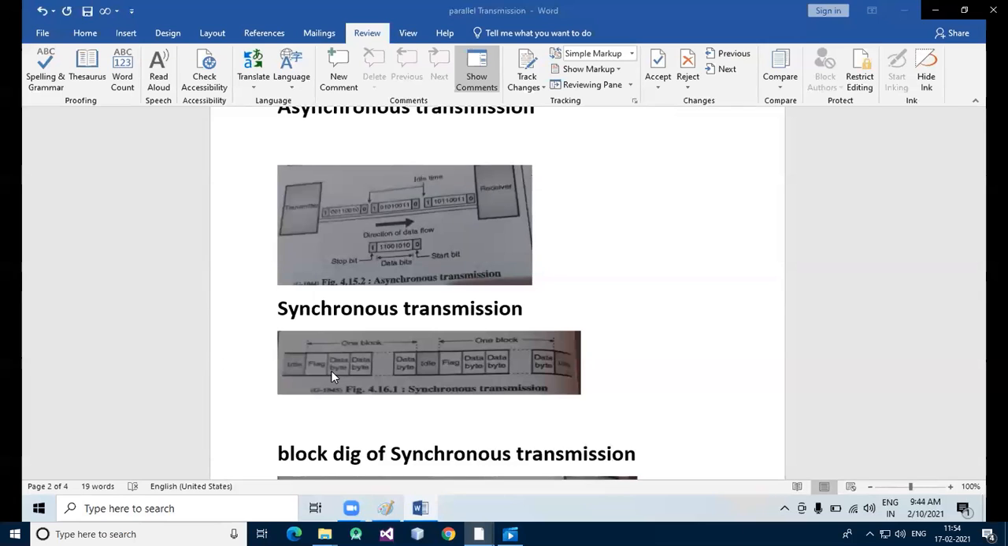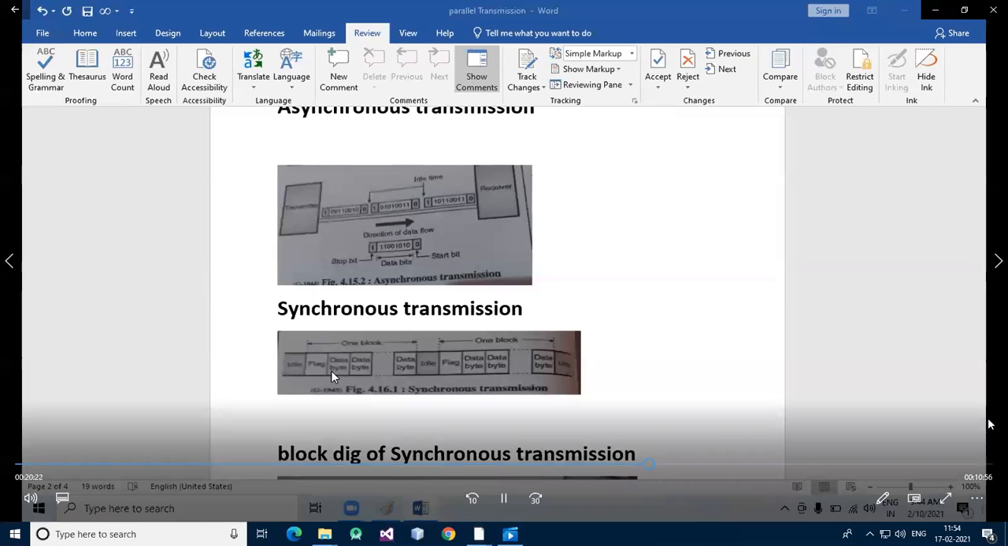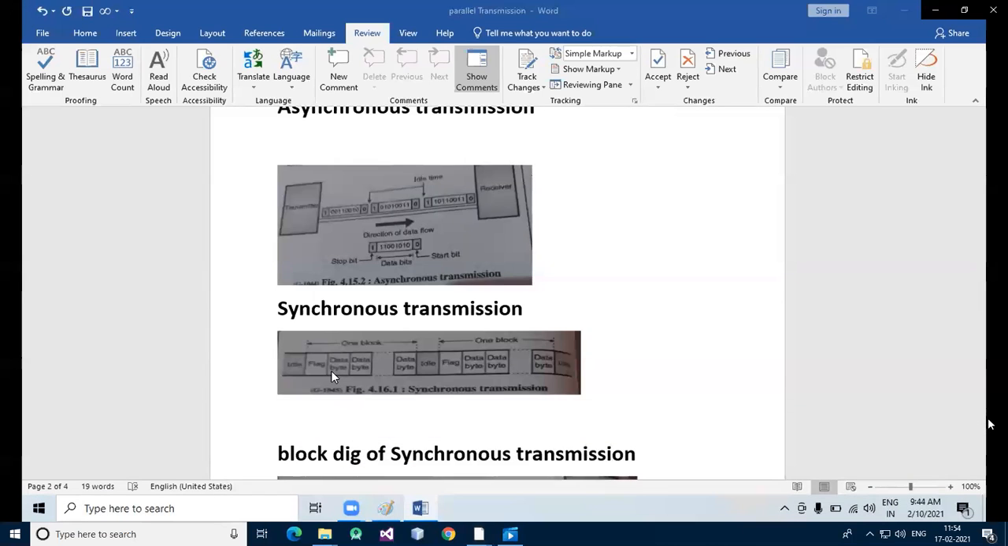as both are synchronized with each other. This is essential for error-free reception of data. A flag is a sequence of a fixed number of bits which is prefixed to each block, as shown in this figure. You can see the flag is there. A flag is useful in identifying the beginning of a block. So we are using the flag here to identify the beginning of the block.